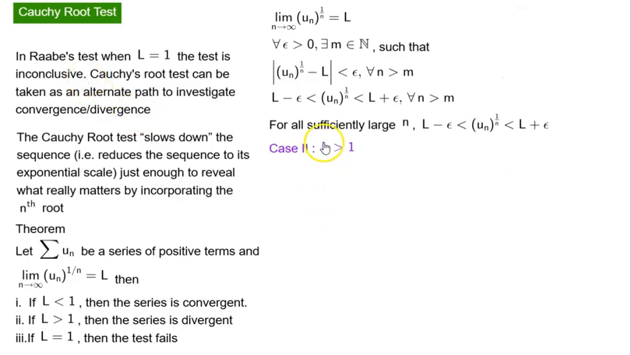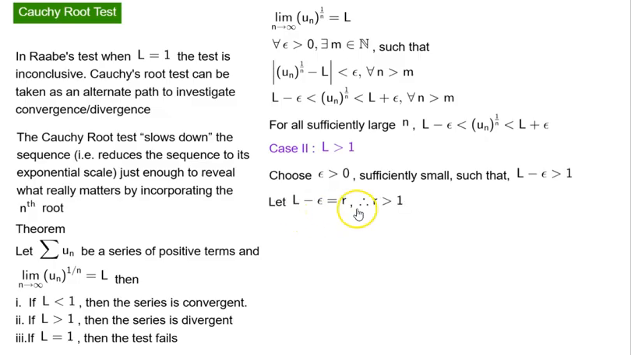Now let's look at the case when L is greater than 1. So we again choose epsilon greater than 0 sufficiently small such that L minus epsilon is greater than 1. Let L minus epsilon be equal to R. Therefore, R is greater than 1.